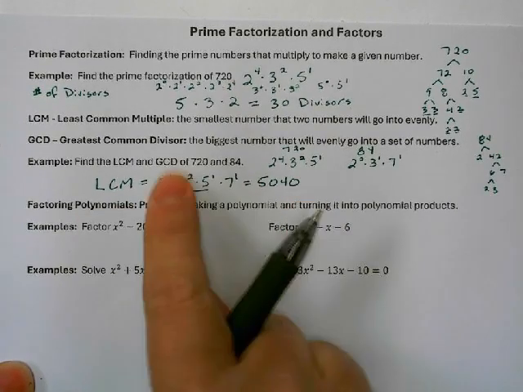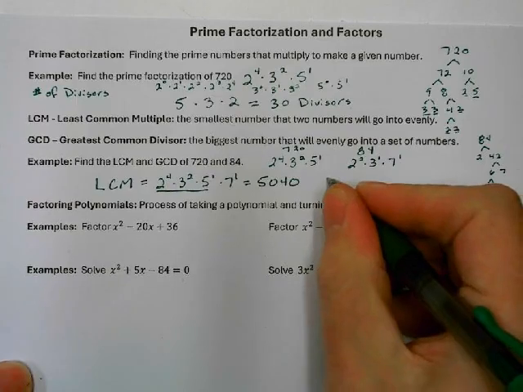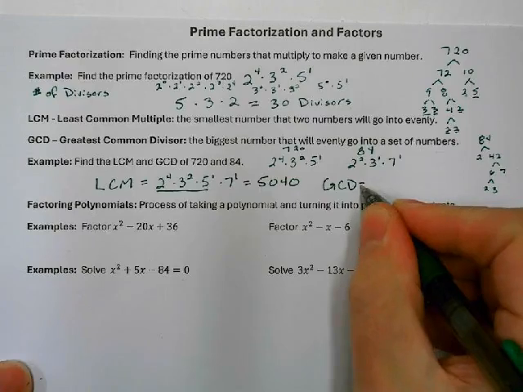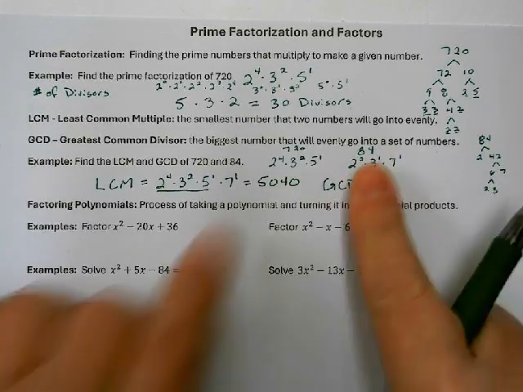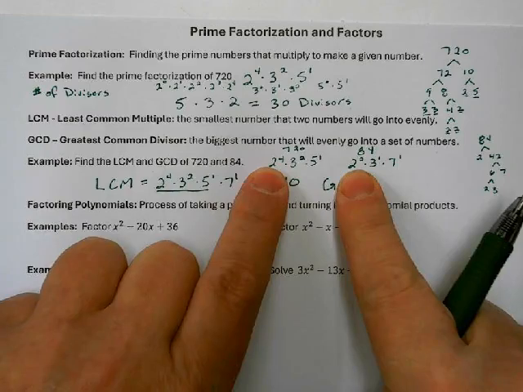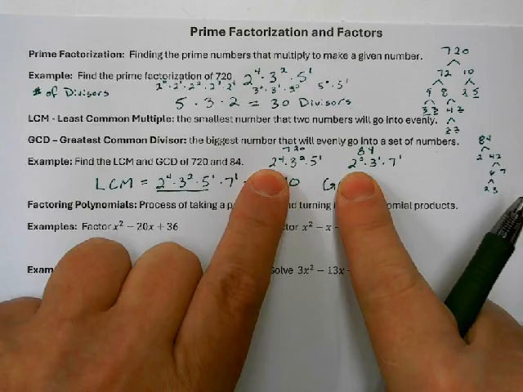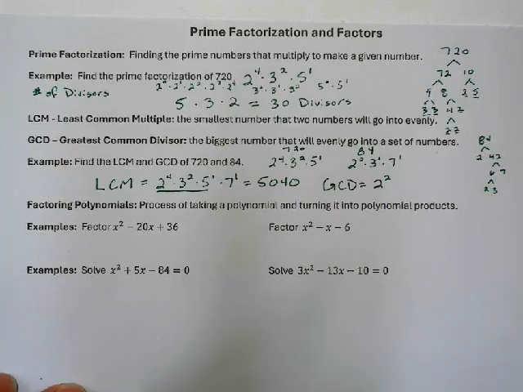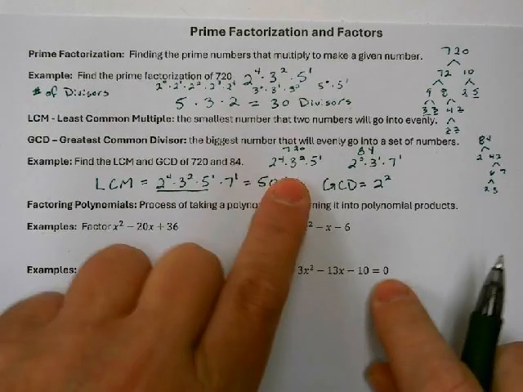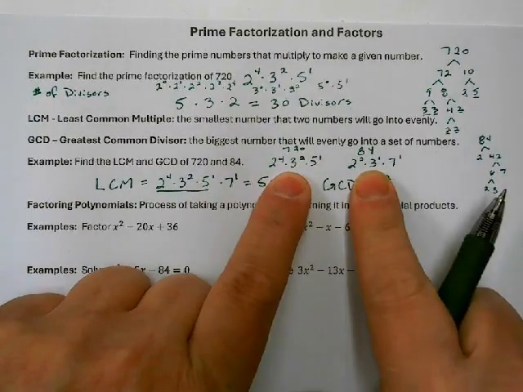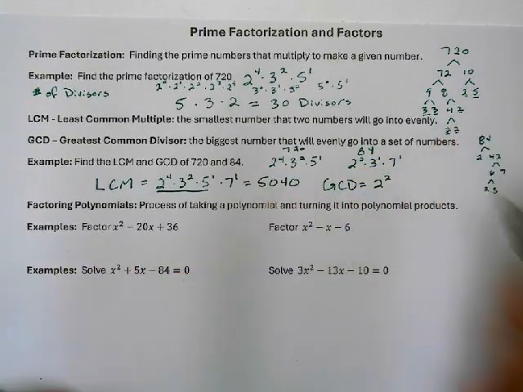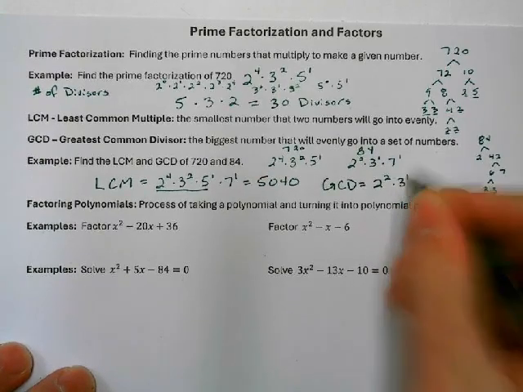The GCD, the greatest common factor, is all of the factors that they have in common. They both have 2s. What's the most 2s they both have? Well, this one has 4 2s, and this one has 2 2s. So the most 2s that they both have is 2 of them, 2 to the second. This one has 3s, and this one has 3s. So what's the most 3s they both have? This one has 2 3s, this one has 1 3. So 1 3 would be the most 3s they both have.